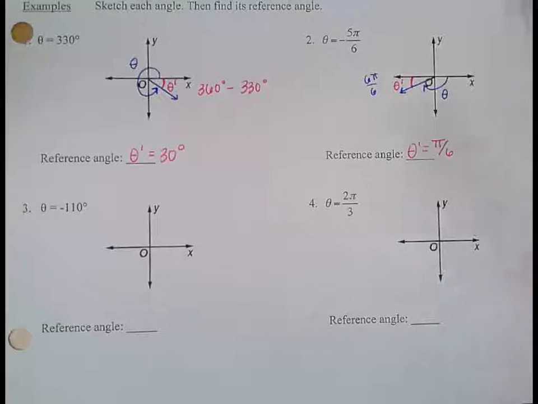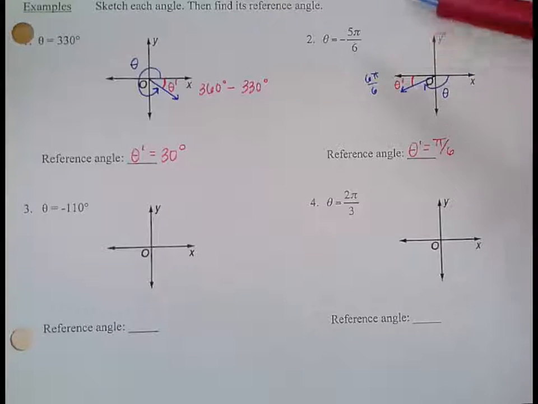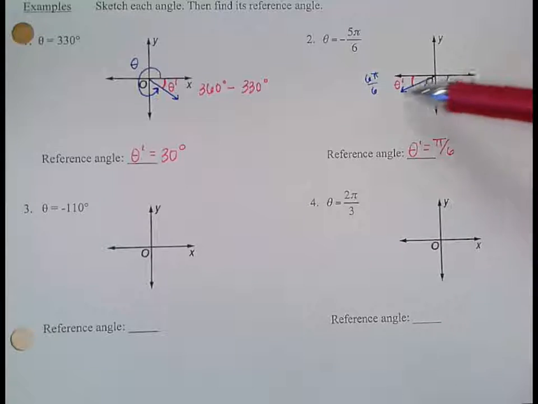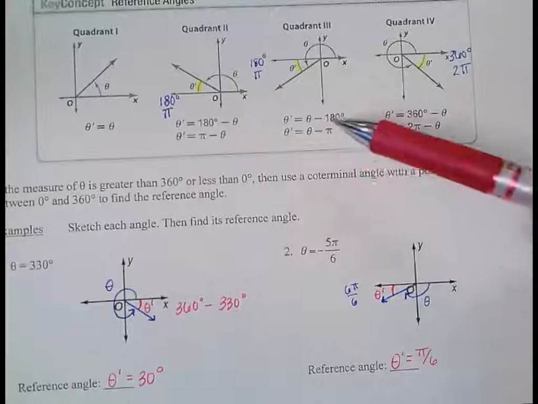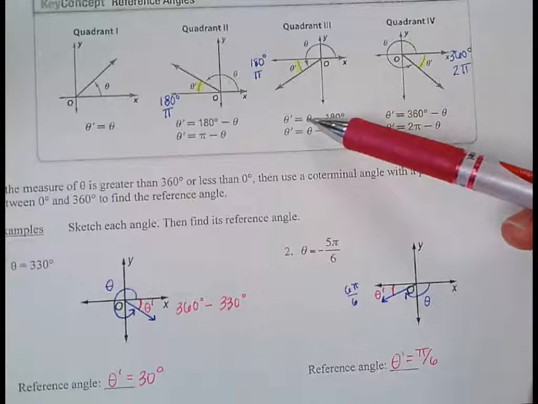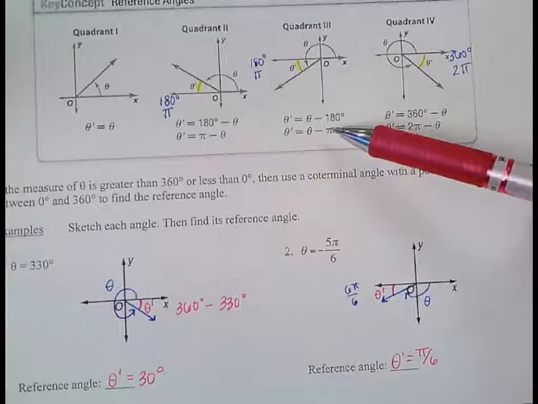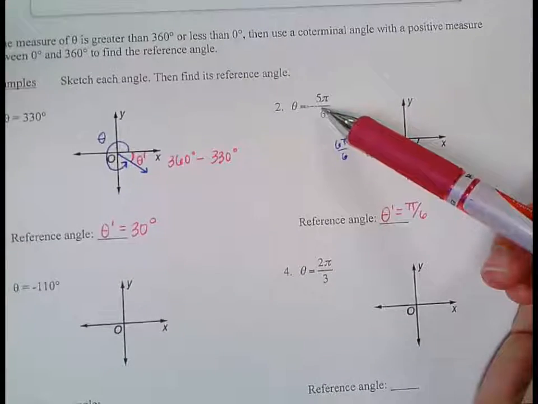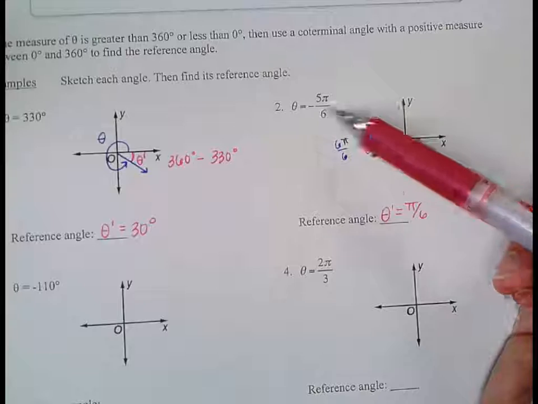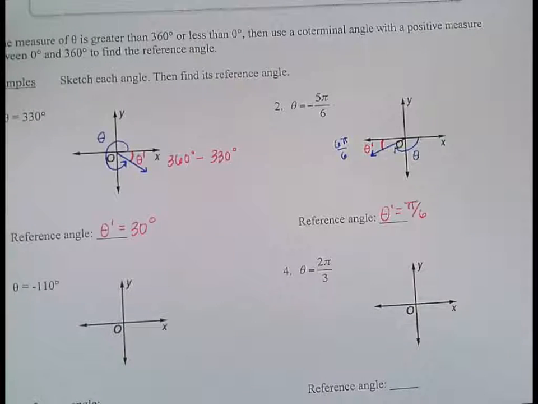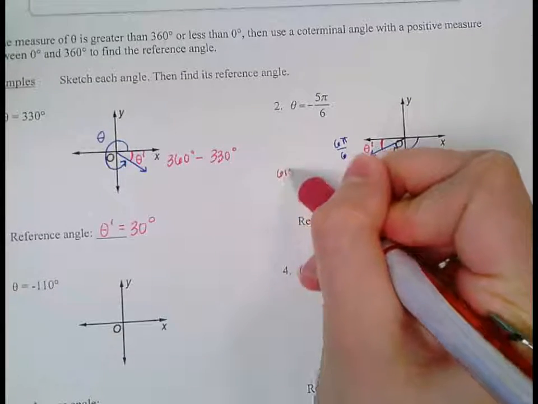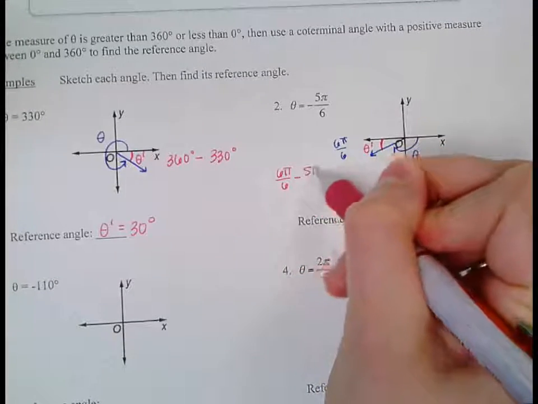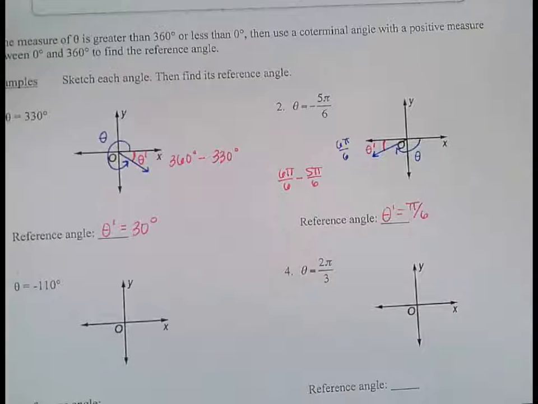A couple ways to find this. I know that this is in quadrant 3, and by the rules up here, you should be taking the original angle theta and subtracting pi in this case. But because the angle measure is negative, if you take negative 5 pi over 6 and subtract 6 pi over 6, you're not going to get pi over 6. So you could think of this as being 6 pi over 6 minus 5 pi over 6 because it's a negative angle. That to me would be the best way to think about it.